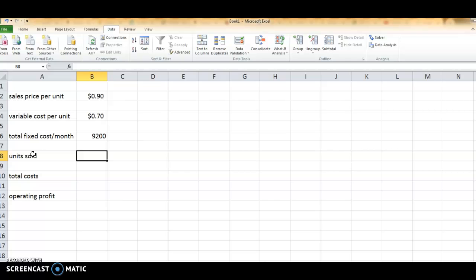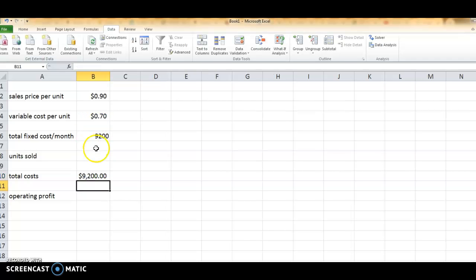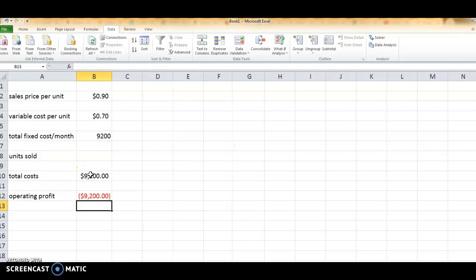So I'm going to set up a formula here for the total cost. The total costs are going to equal the number of units sold, which is what I'm going to be changing in the first part of the problem, times the variable cost per unit, plus the fixed cost, which are $9,200. The operating profit is going to equal the number of units sold, times the selling price per unit, which was the 90 cents, minus the total cost for the month, which is $9,200 if I don't sell anything. So if I sell no units, I am losing $9,200.